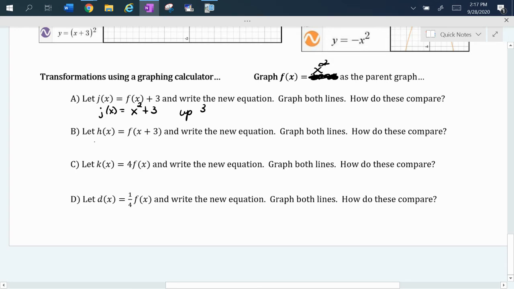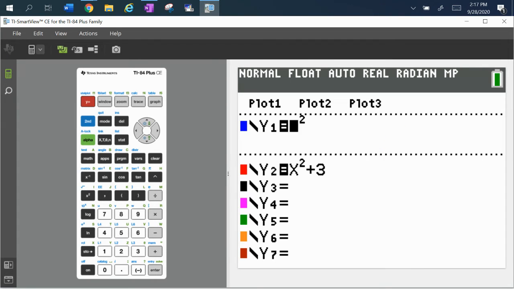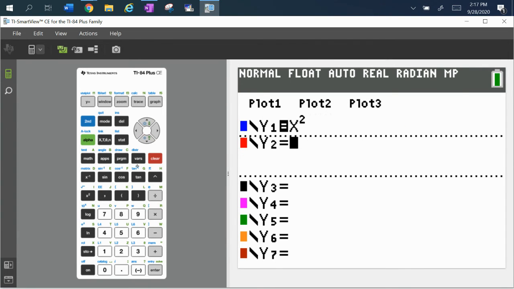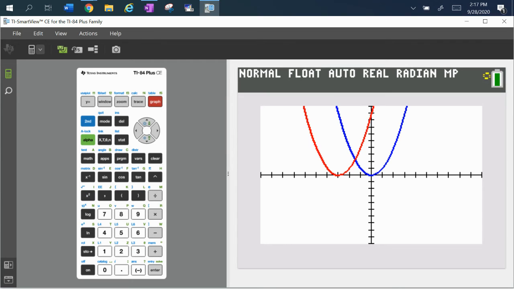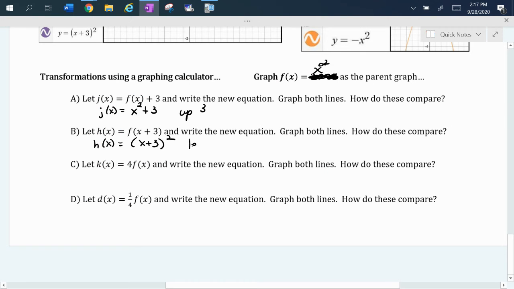Okay, and then h of x is f of x plus 3. So h of x is going to be x plus 3 squared. And I think I know from what we've just talked about that this graph will be moved to the left 3, but let's check. So I'm going to go down to y2 and I'm going to clear it again. I'm going to put in x plus 3 squared. And I do see a shift to the left 3 units. So just verifying that this transformation would be to the left 3 units.